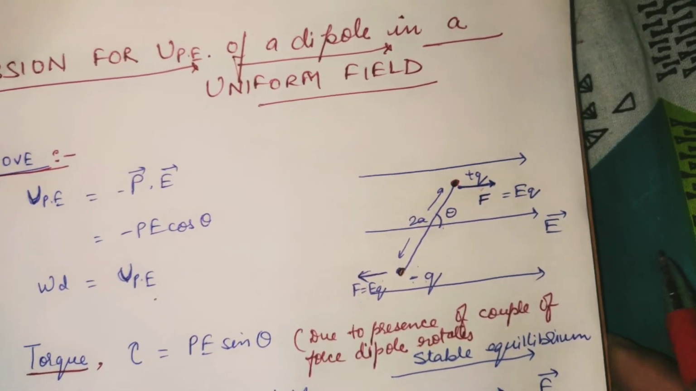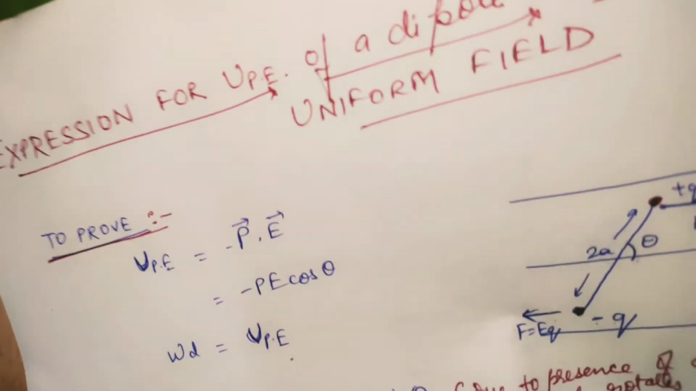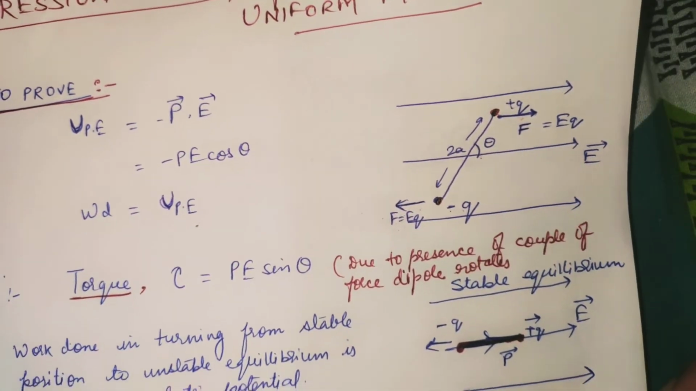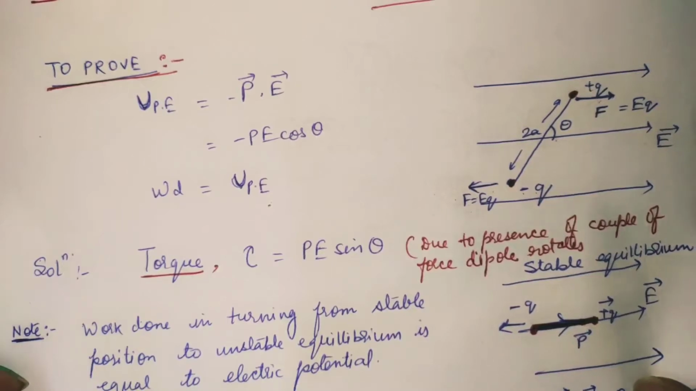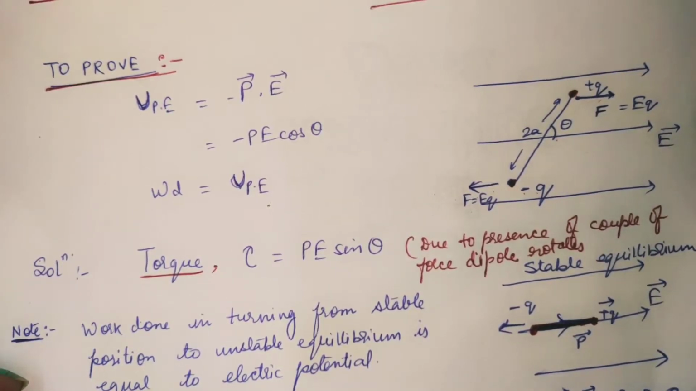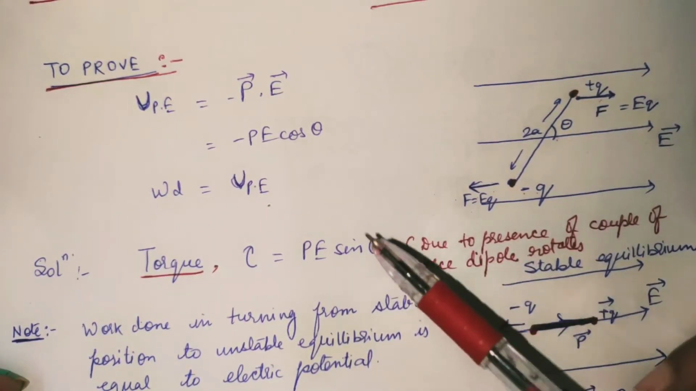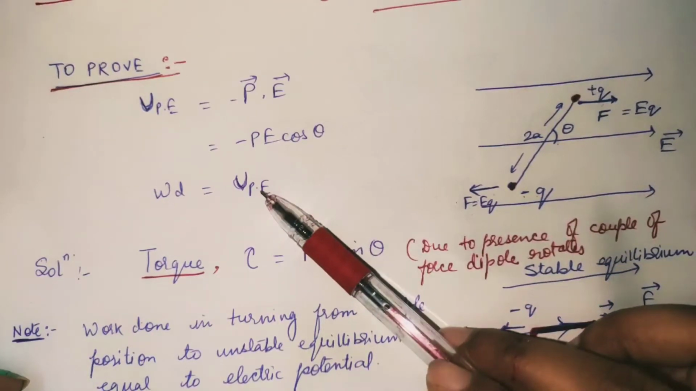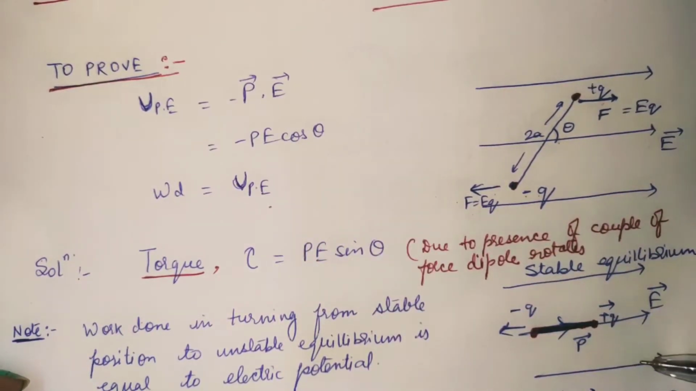Before proceeding towards the proof of potential energy, I would like to show a diagram. Here you can see that the dipole is exactly parallel to the electric field, or aligned with the electric field. This state is known as stable equilibrium. In this state the torque is 0.